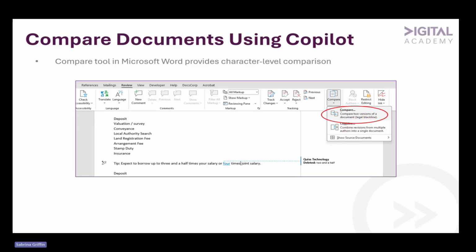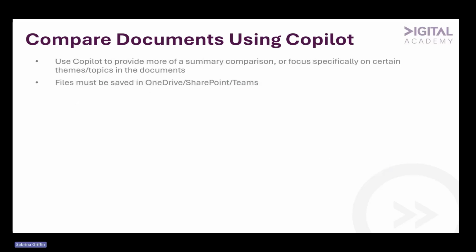Now, sometimes that's great, and we want to know specifically what tiny changes have been made within a document. But sometimes perhaps you're looking for more of an overview. Just tell me in general what's changed, or any of the key points that have changed. Or perhaps you want to focus on a specific theme or topic in the document. So, for example, with the financials, I'm not worried about anything else, but can you just tell me if any of the financial figures have changed in here? That's where Copilot really comes into its own and separates itself from that traditional compare option within Word.